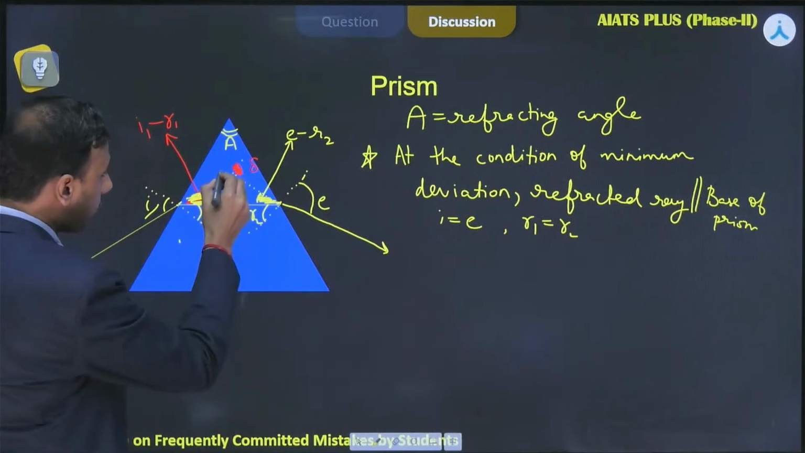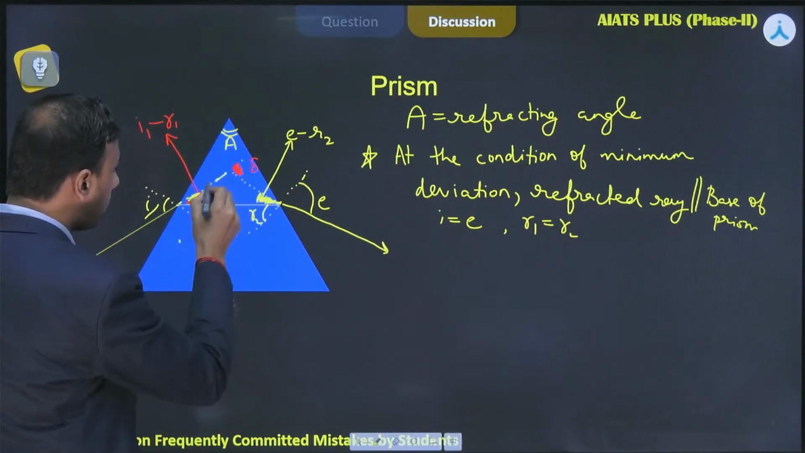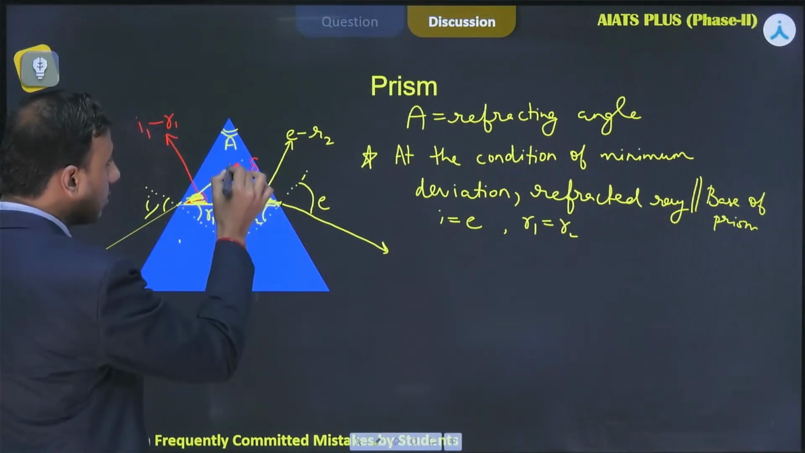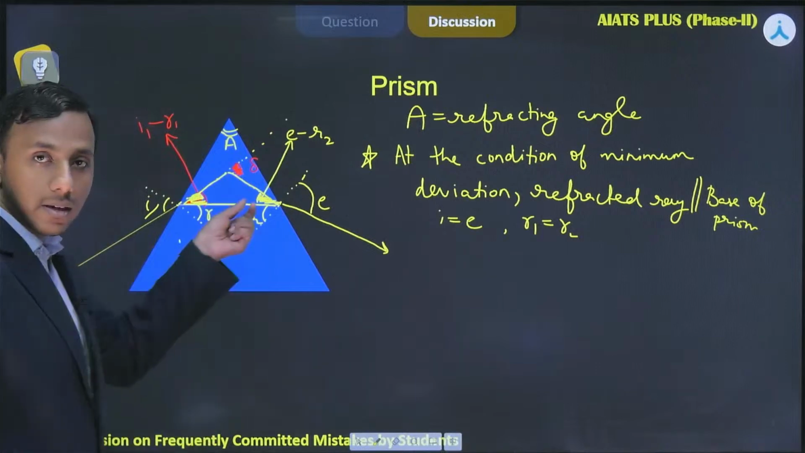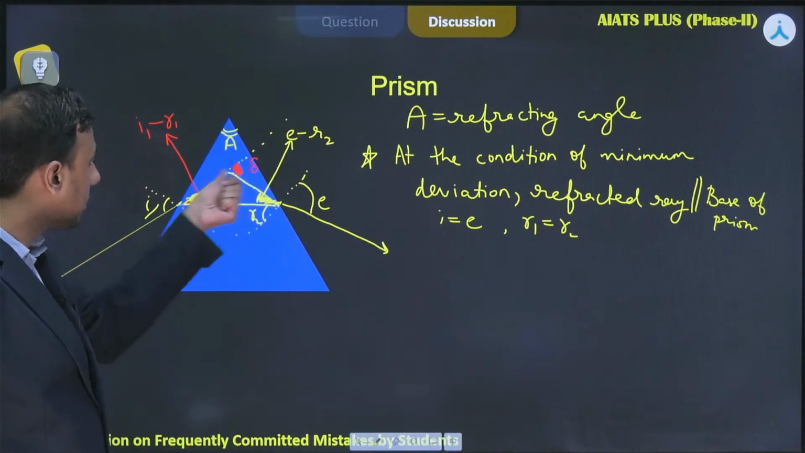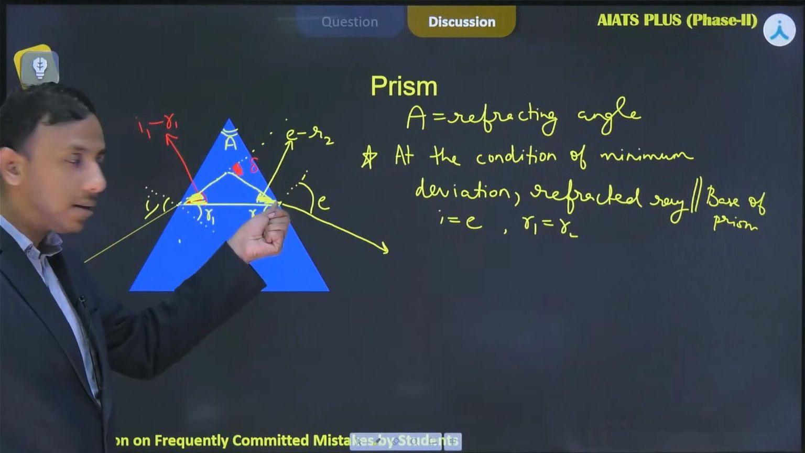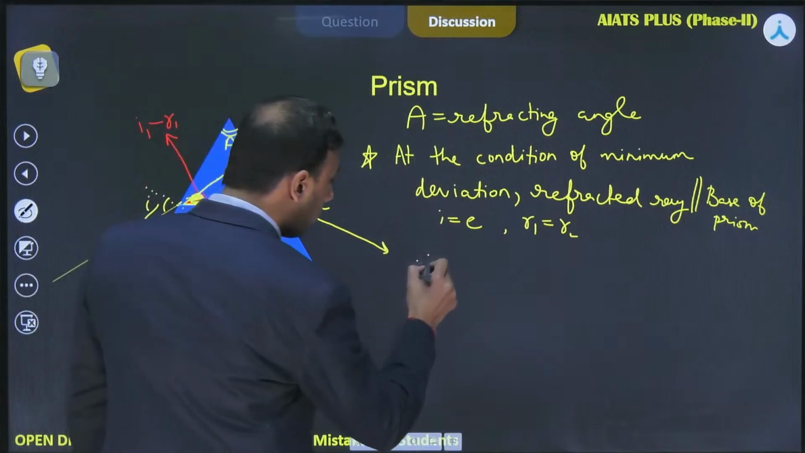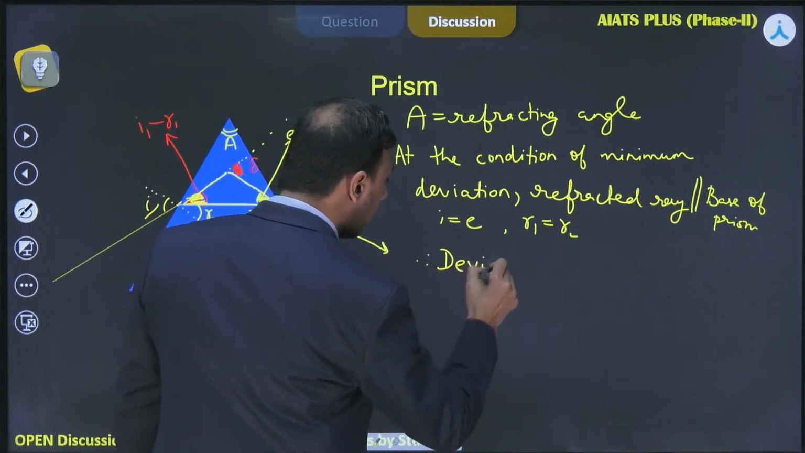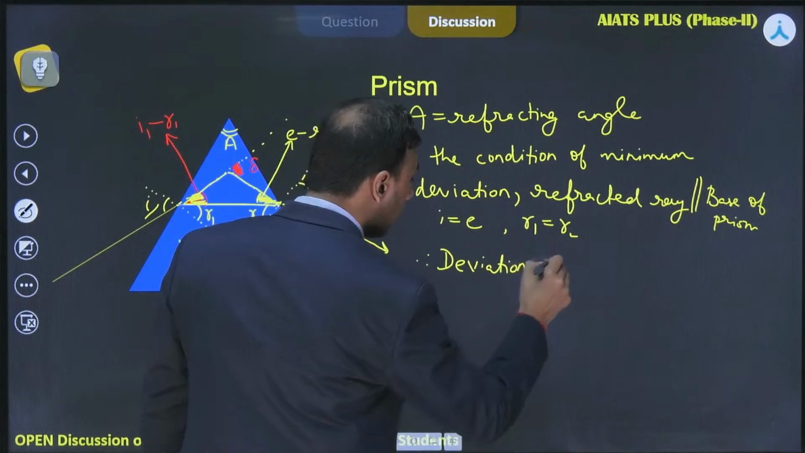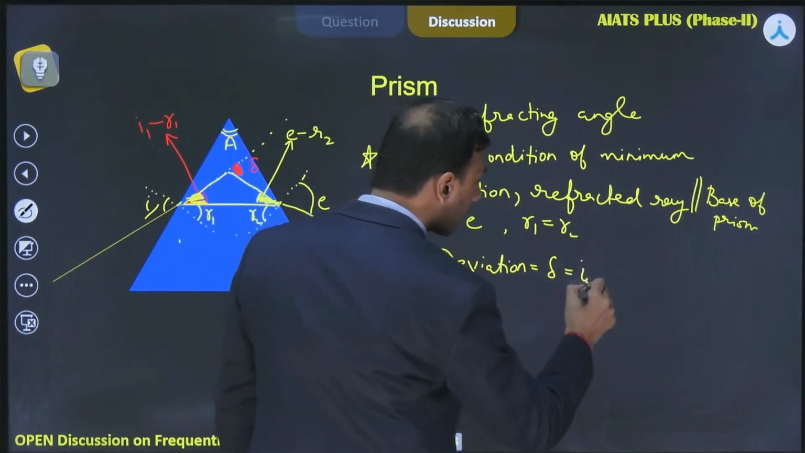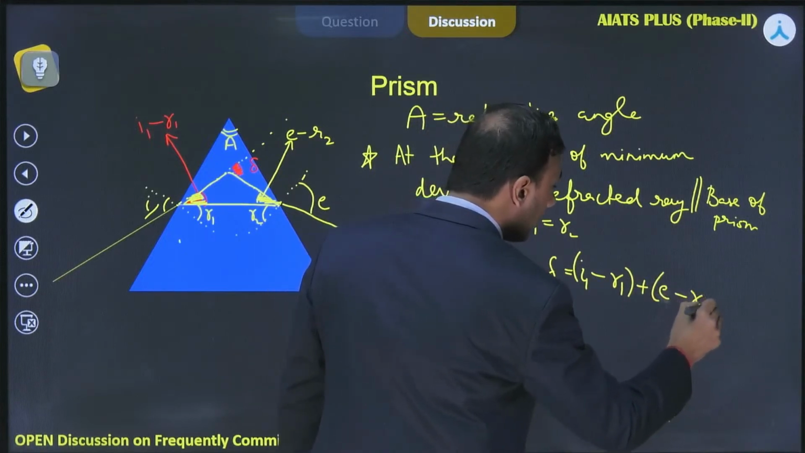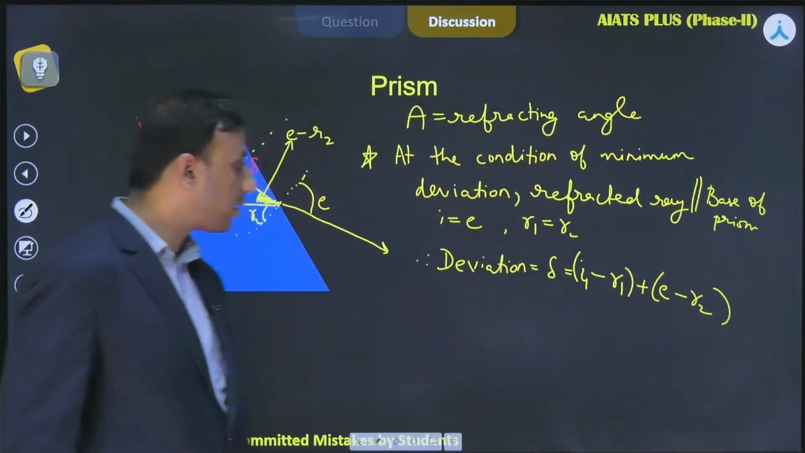And what about this delta? See here, if you see this triangle carefully, right? So let me draw this triangle for you guys. If you see this triangle, this delta is the external angle for this triangle, right? So delta would be nothing but sum of these two interior angles. So I1 minus R1 plus E minus R2, right? So therefore, this angle of deviation, delta, would become I1 minus R1 plus E minus R2.